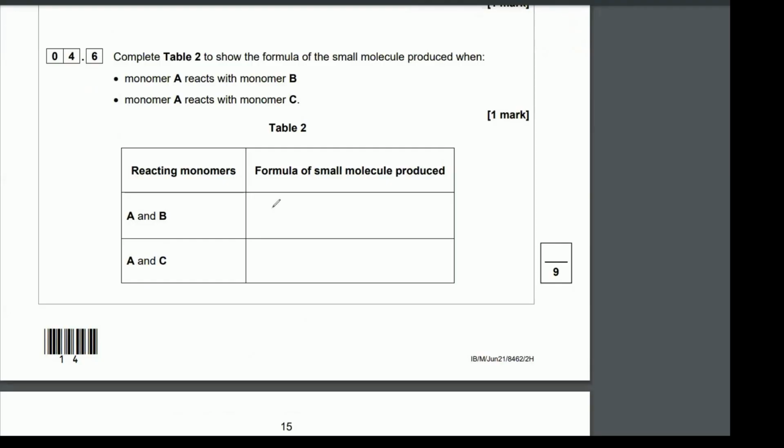So the answer here, we got water, and then we got hydrogen chloride. How did you do? Check it out. That was quite a hard question, a bit of an applied question.